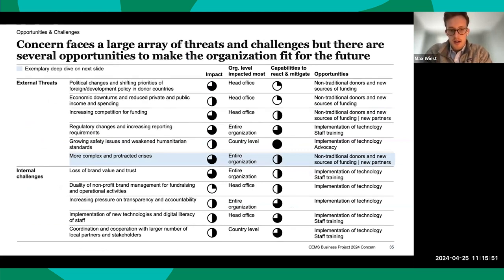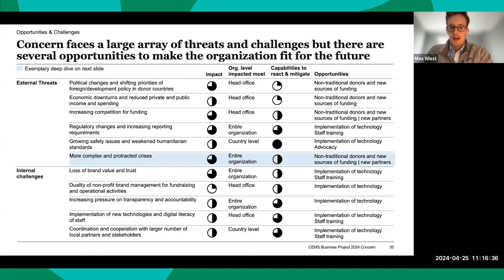Coming back to this, an opportunity here, for example, could be to look into new sources of funding, also from different countries. And then talking about the internal challenges, we have, for example, always the danger of the loss of brand and trust in the organization. You have a brand that has to be used dually for fundraising, but also for its operational activities. And you have a lot of pressure on increasing transparency and accountability as an international NGO. You have, as Matthew also mentioned before, staff digital literacy, general staffing issues, and then implementation of new technologies. And you have a larger number of local stakeholders that you have to work with and coordinate.